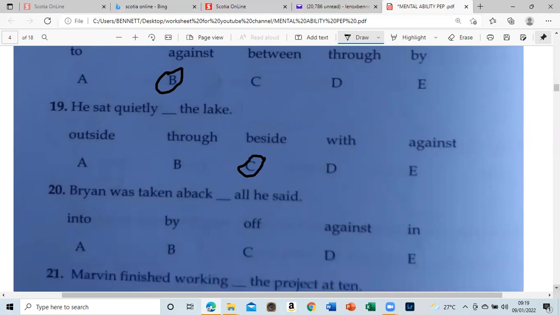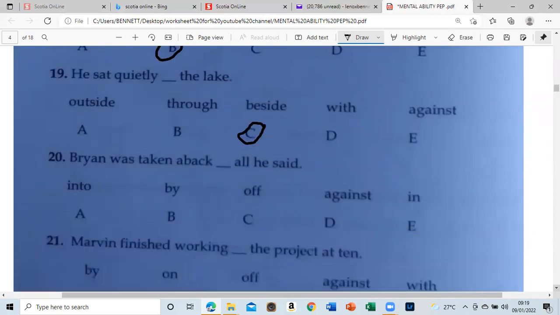Let's move on to 20. Brian was taken aback blank all he said. Brian was taken aback into all he said. Brian was taken aback by all he said. Or Brian was taken aback of all he said. Brian was taken aback against all he said, or Brian was taken aback in all he said. Which is it?